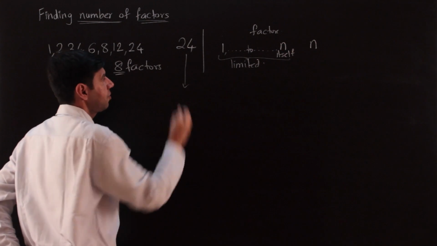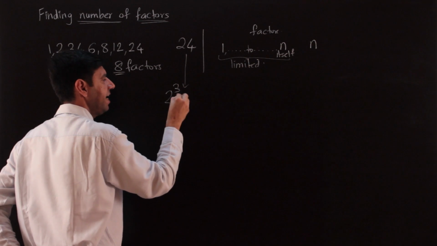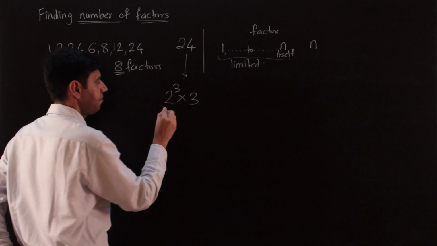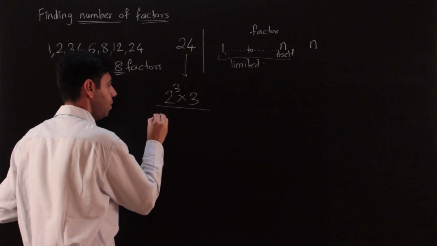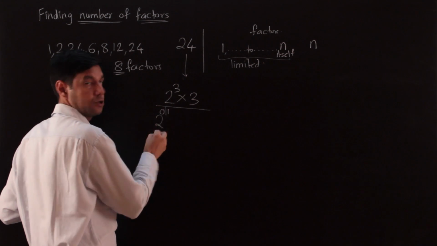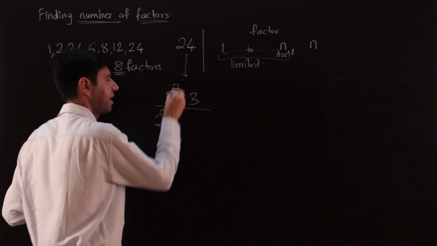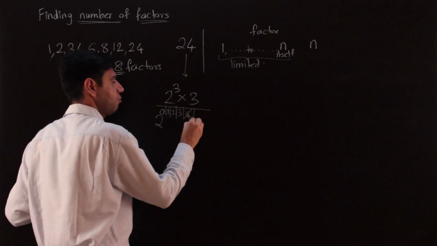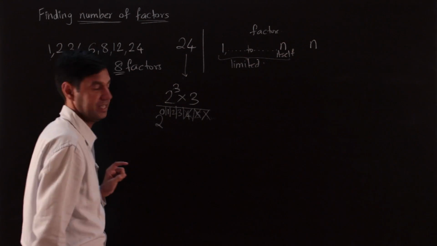You need to be able to divide 24. So look at 24 in the factorized form, that is 2 cubed into 3. Now, I want a number which can divide this. So, 2 raised to 0 can divide it, 2 raised to 1 also can divide it, 2 square can divide it, 2 cube can divide it, 2 raised to 4 cannot divide it, 2 raised to 5 cannot divide it, anything further cannot be divided.